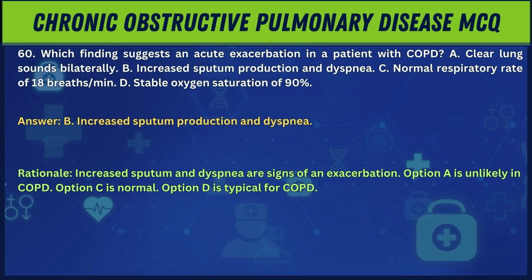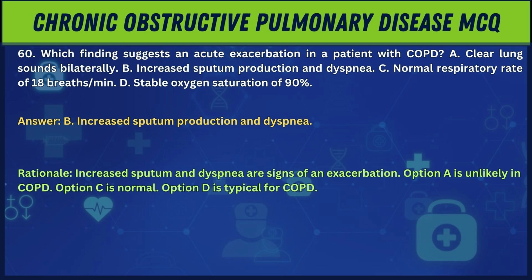60. Which finding suggests an acute exacerbation in a patient with COPD? A. Clear lung sounds bilaterally. B. Increased sputum production and dyspnea. C. Normal respiratory rate of 18 breaths/min. D. Stable oxygen saturation of 90%.